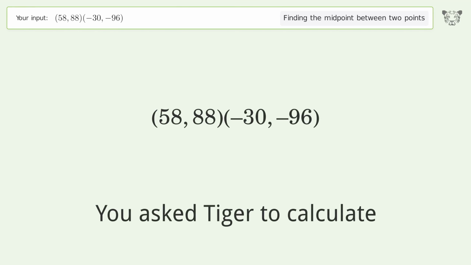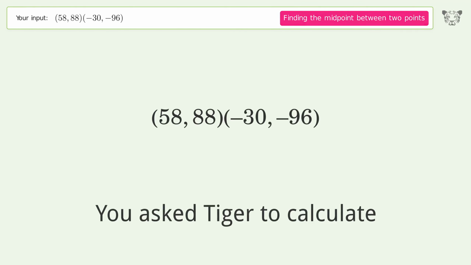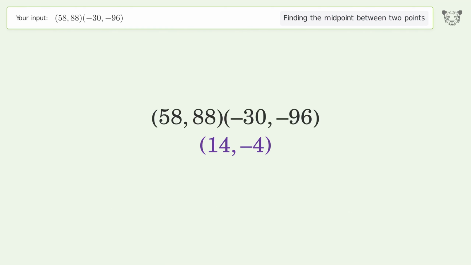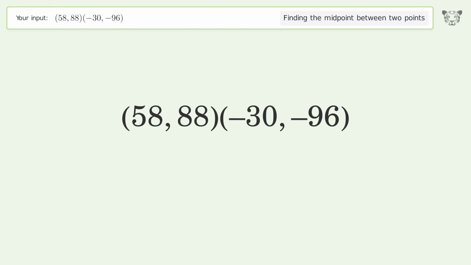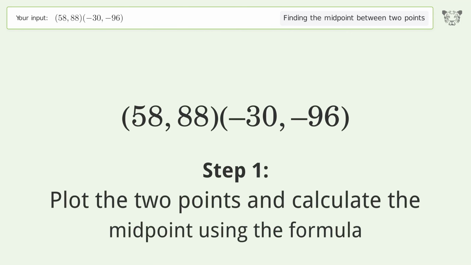You ask Tiger to calculate. This deals with finding the midpoint between 2 points. The midpoint between the 2 points is 14, -4. Let's solve it step by step. Plot the 2 points and calculate the midpoint using the formula.